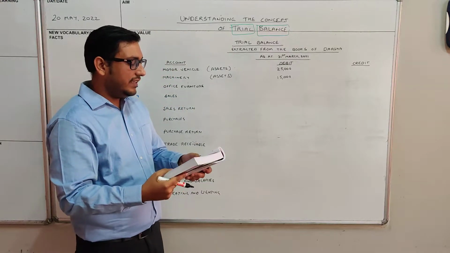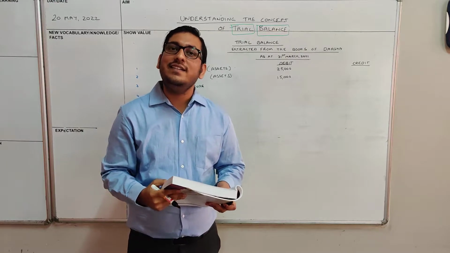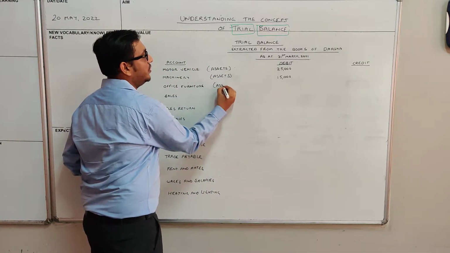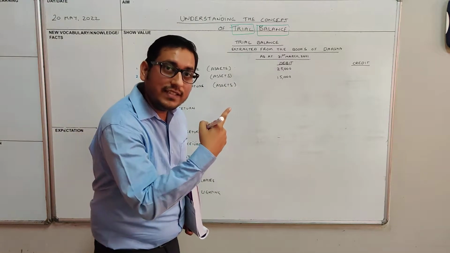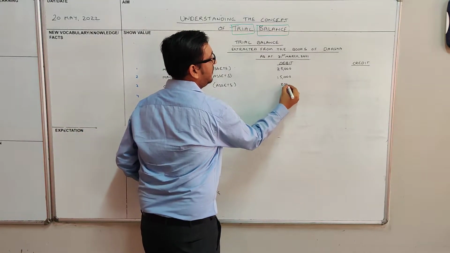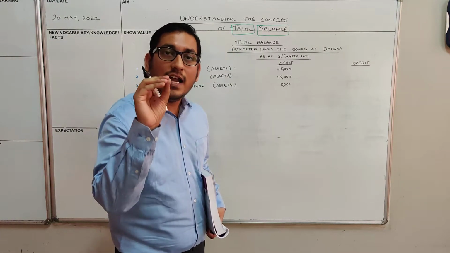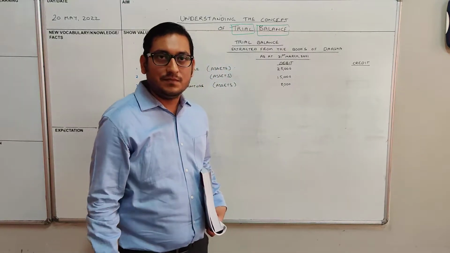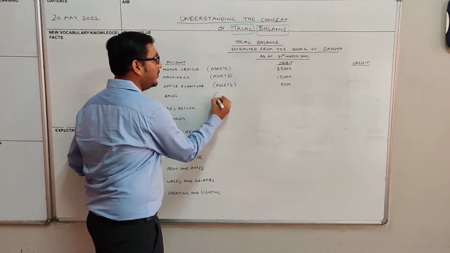Then comes the office furniture. Office furniture is an asset. Where should we write the assets? On the debit side. The amount is 8,000. Do you understand the point? Every asset will have a debit balance. Right? Then comes the sales. Sales is an outflow.